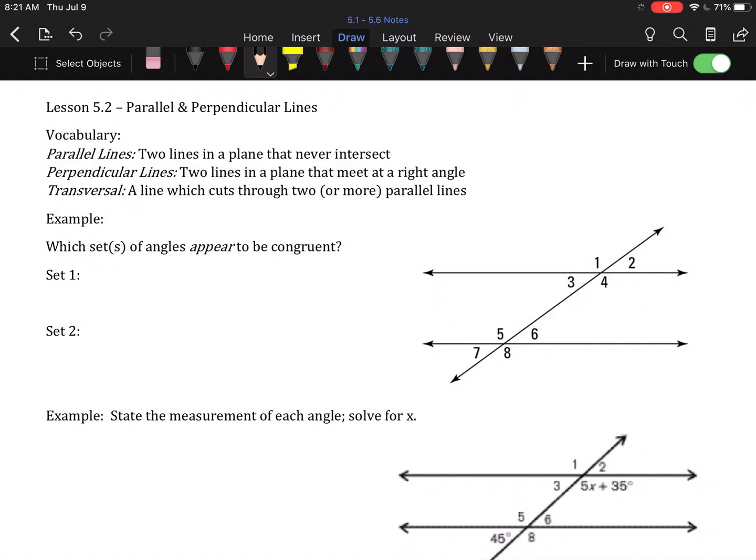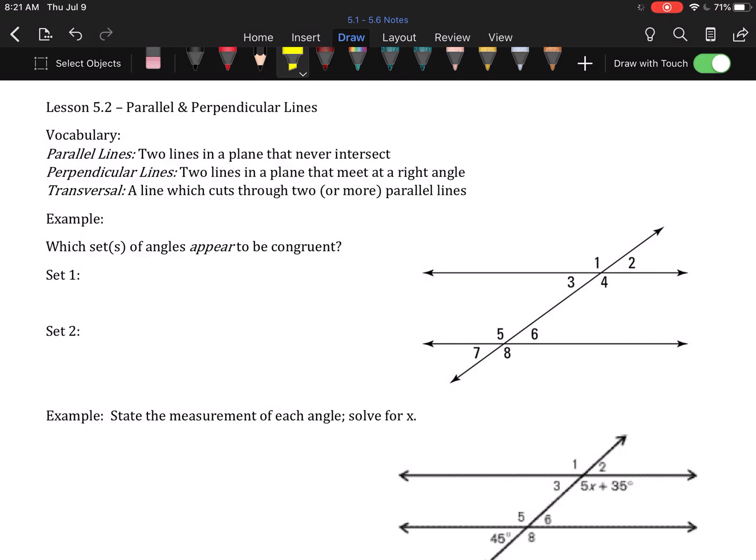Next up, we're going to talk about parallel and perpendicular lines, and more importantly, the angles involved. So parallel lines are two lines in a plane that never touch each other, they never intersect. Perpendicular lines are two lines in a plane that meet at a right angle. And a transversal is a special name for a line that cuts through two or more parallel lines.